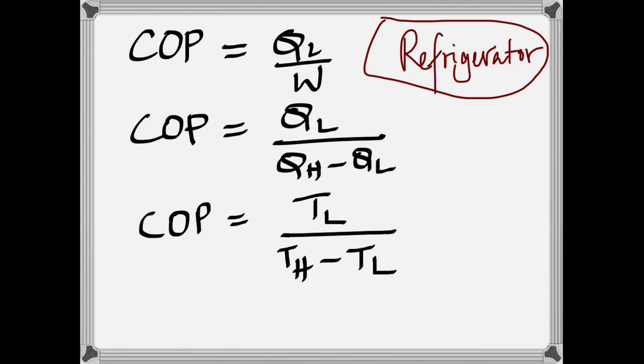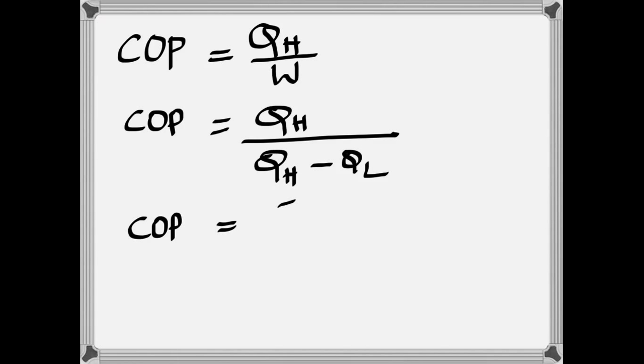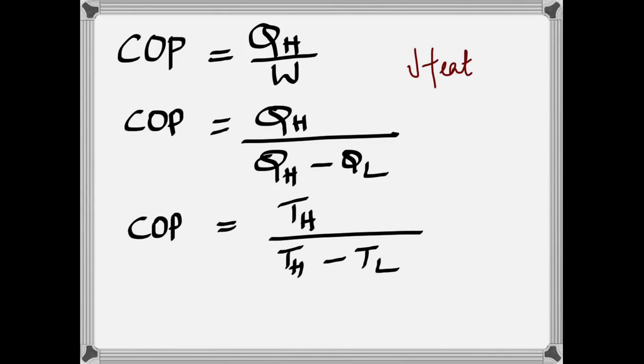But when it comes to a heat pump, the thing that we use in winter to keep ourselves warm at home, there you need to remember that the formula, the first one, instead of QL, is going to be QH. There you go. That's the difference, QH. So that's for a heat pump. And QH by W, and TH by TH minus TL. That's for a heat pump.